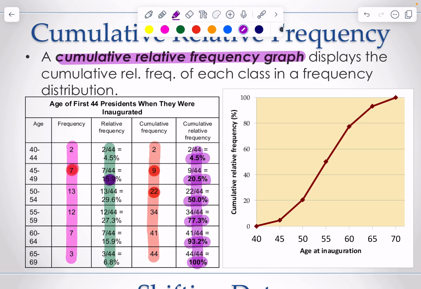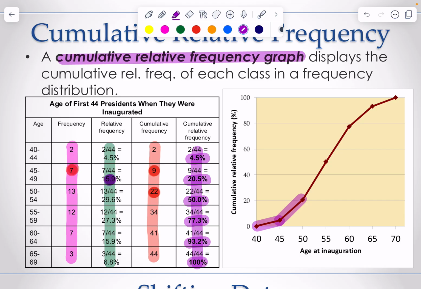So starting at 40 years of age, it was our 0th percentile, but between 40 and 45, we got 4.5% of the presidents accounted for. So we increased from 0 to 4.5% in that first interval. And then from 45 to 50, we increased by another 15.9%. That gives us a total of 20.5%. So we increased 15.9%, and at 50 years old, we're at that 20.5%.